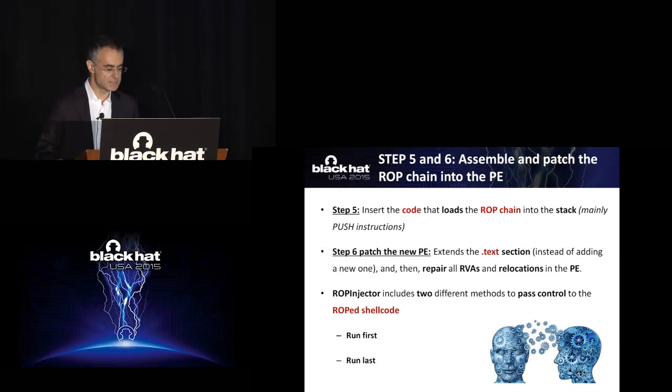The last two steps, step 5 and 6, are to assemble and patch the ROP chain into the portable execution. In step 5, we insert the code that loads the ROP chain into the stack using push instructions. And in step 6, we extend the TXT section and repair the relative virtual addressing and relocation. Our tool includes two different methods to pass the control to the ROP shellcode: run first, which is more suspicious, or run last, which presents better results.